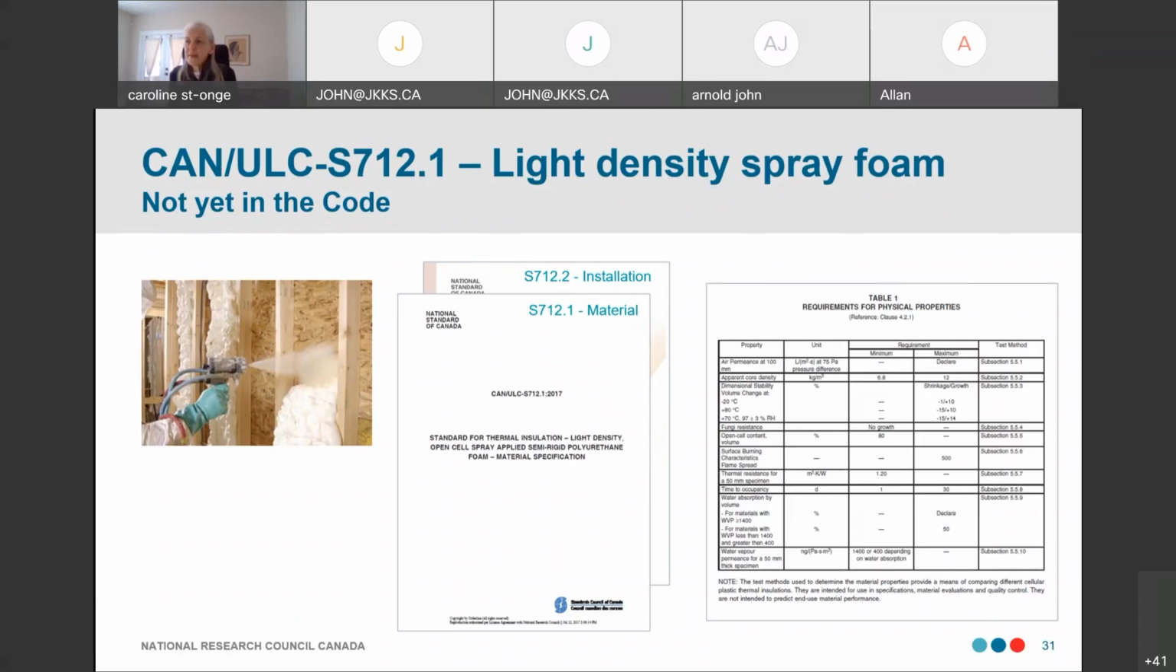The thermal resistance here is not LTTR because it's a light density spray foam. There is no captive blowing agent. So it's correct to refer to thermal resistance and not LTTR.